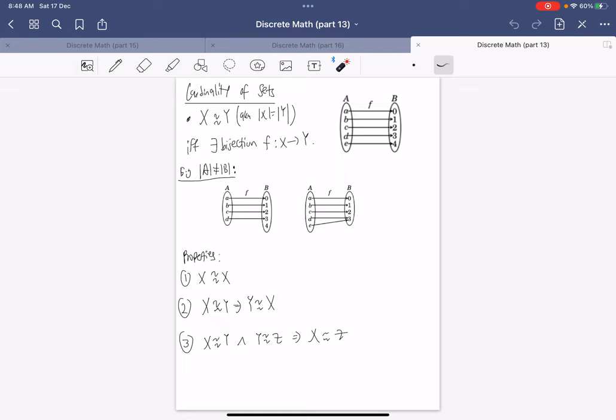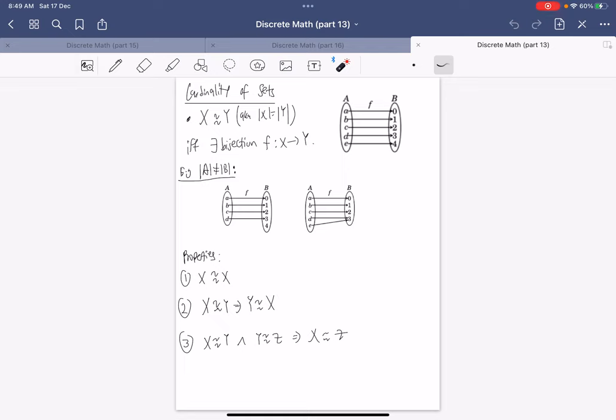So let's see some properties of equinumerosity. Well, x is of course equinumerous to itself. If x is equinumerous to y, there exists a bijection f from x to y, but that also means there exists a bijection from y to x. Just take the inverse of f. And so y is also equinumerous to x. And if x has a bijection with y, and y has a bijection with z, by taking the composition, you get that x has a bijection with z. And so x is equinumerous to z.